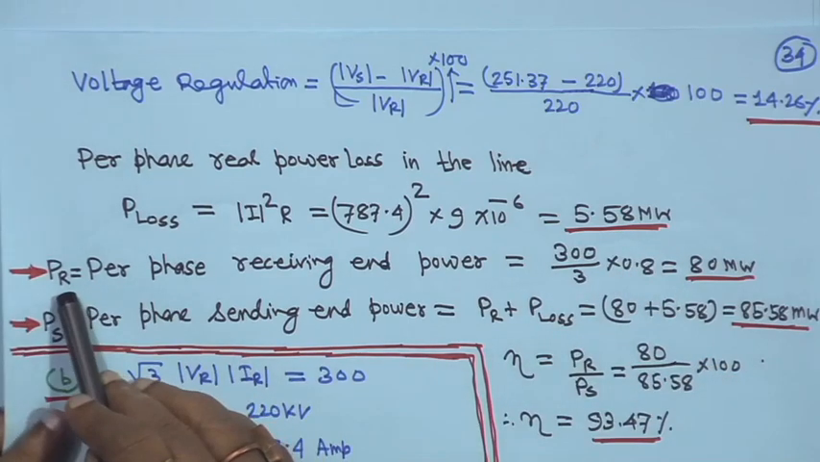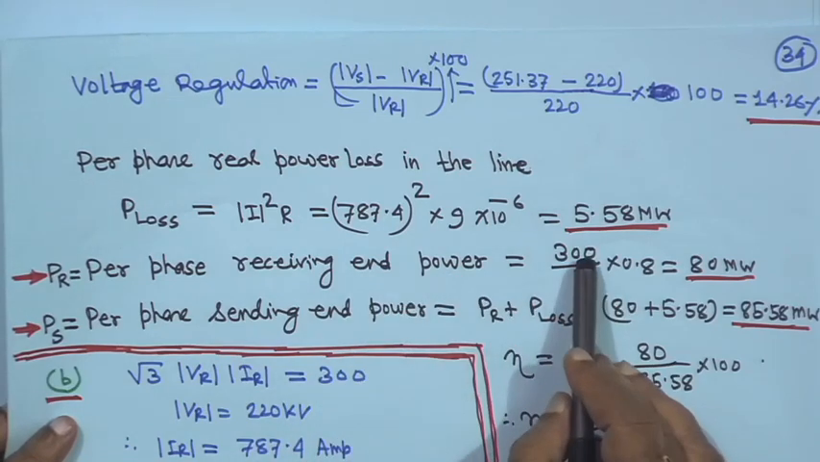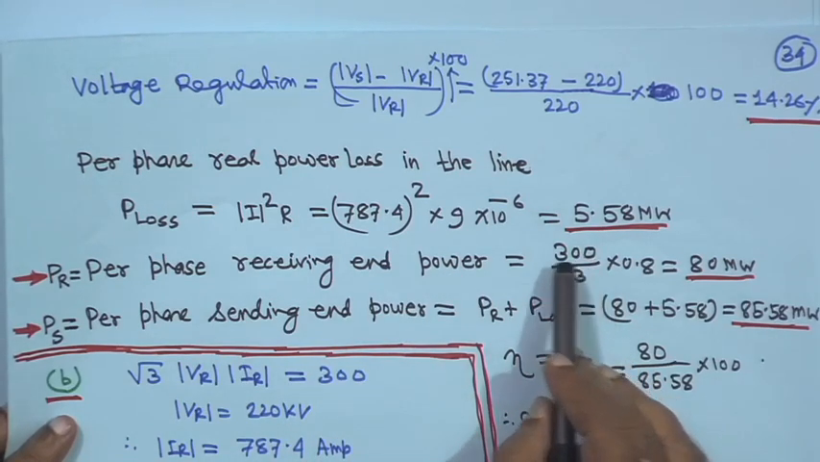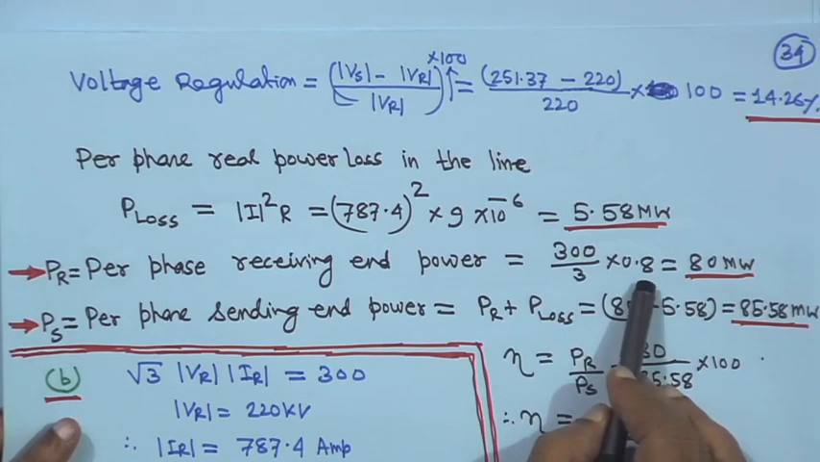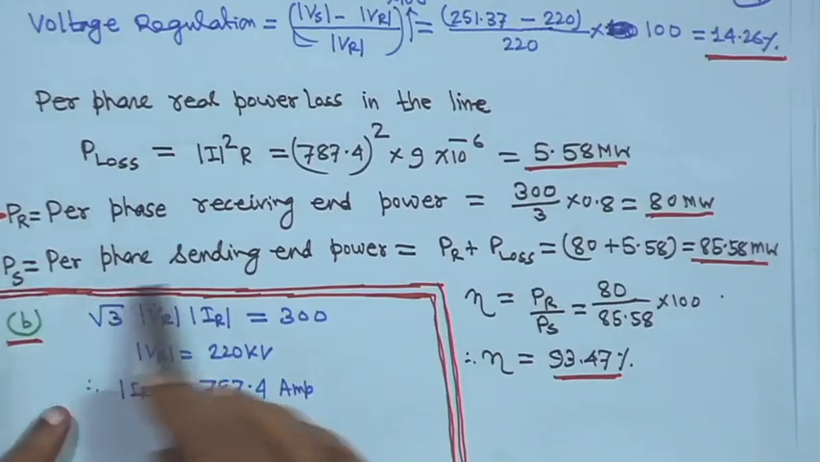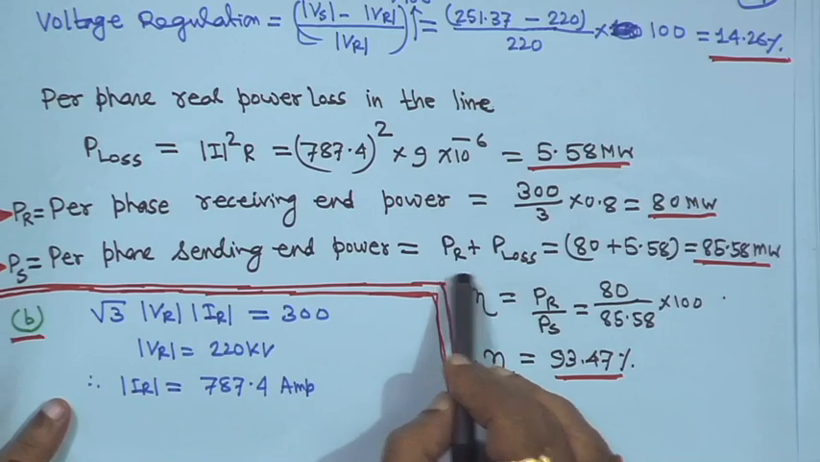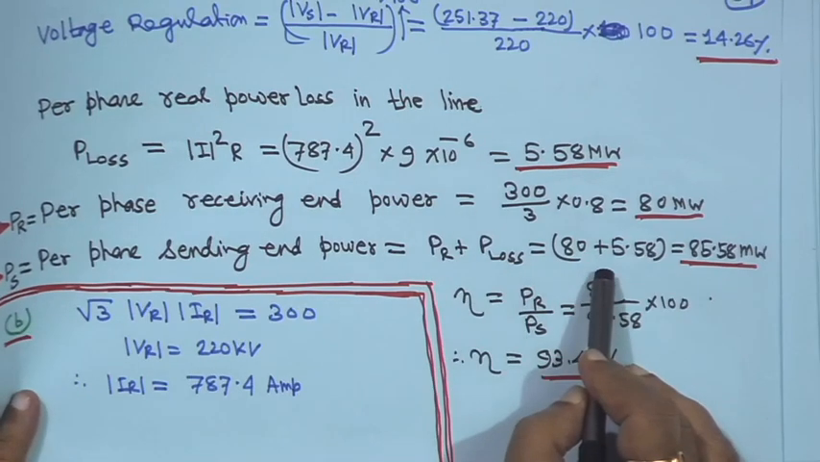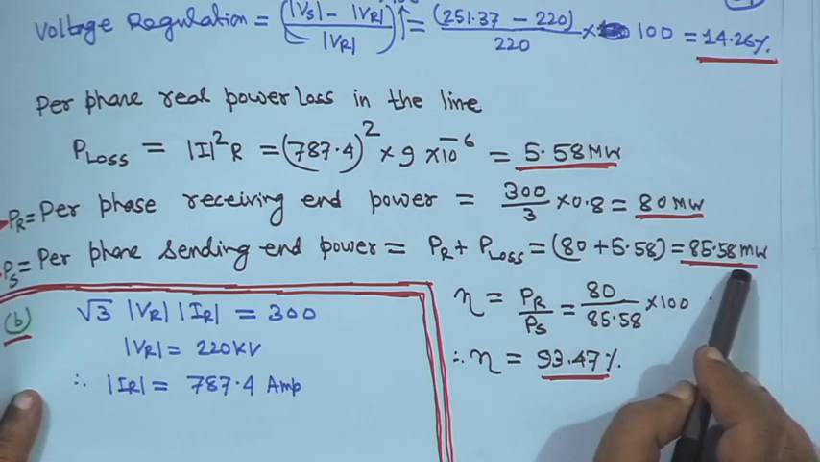Therefore, PR, that is per phase receiving end power, is equal to, this is 300 MVA for three phase, so divided by 3, per phase, into cos phi 0.8. So, 80 megawatt. Similarly, PS, per phase sending end power, is equal to per phase receiving end power plus P loss. So, 80 plus 5.58, that is 85.58 megawatt.